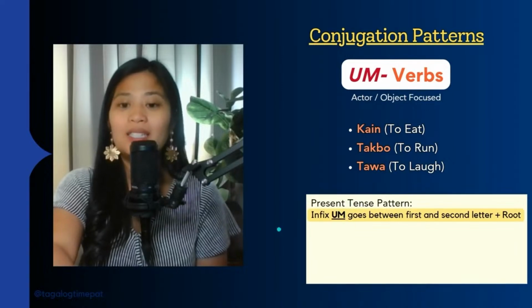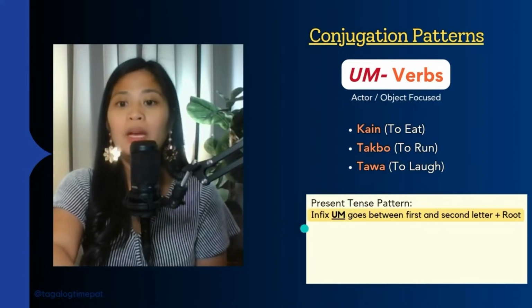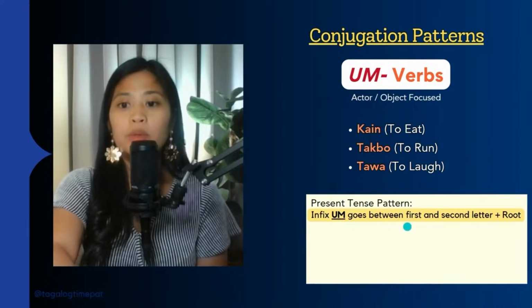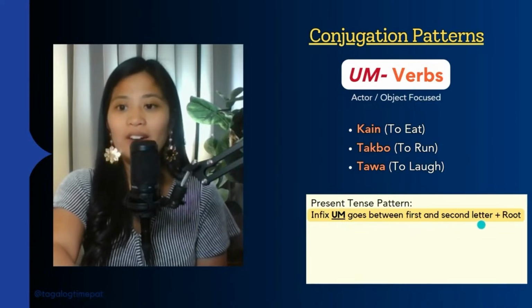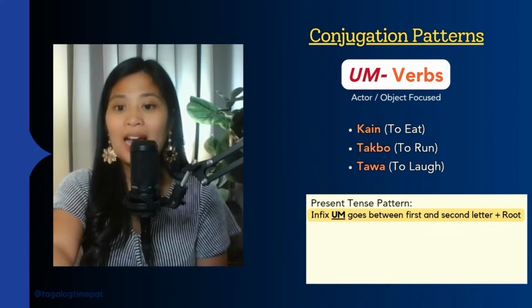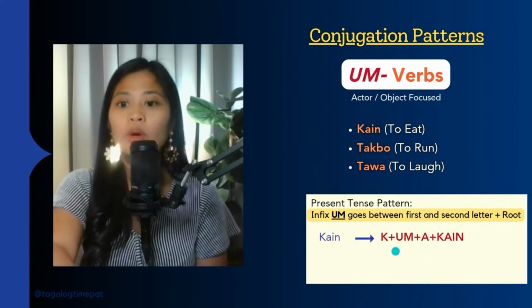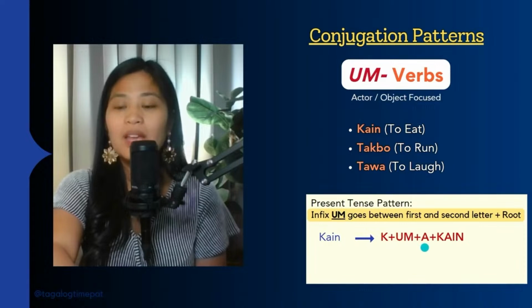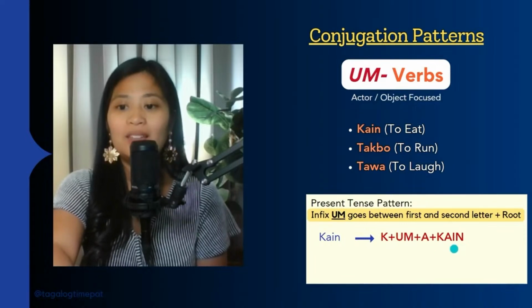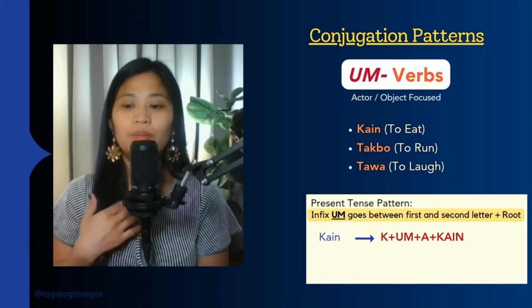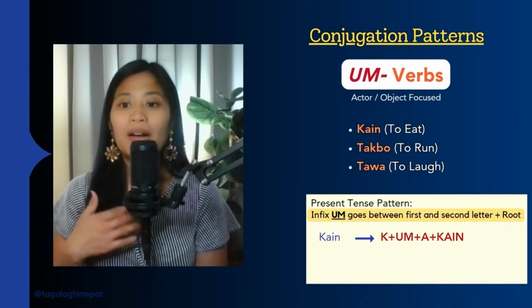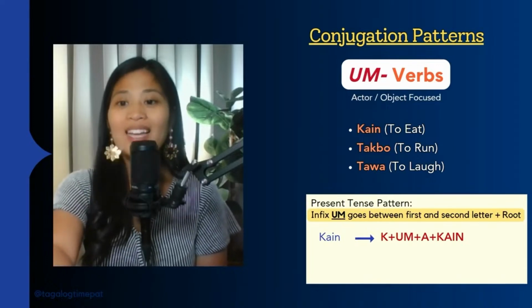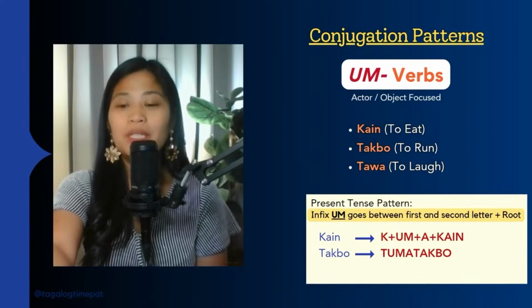So in the present tense, to conjugate an um verb, the infix goes between the first and second letter, and then it's the root at the end. So for example, kain, to eat, becomes kumakain. Um goes between the first and second letter, and then you add the root at the end. Kumakain ako. I am eating.